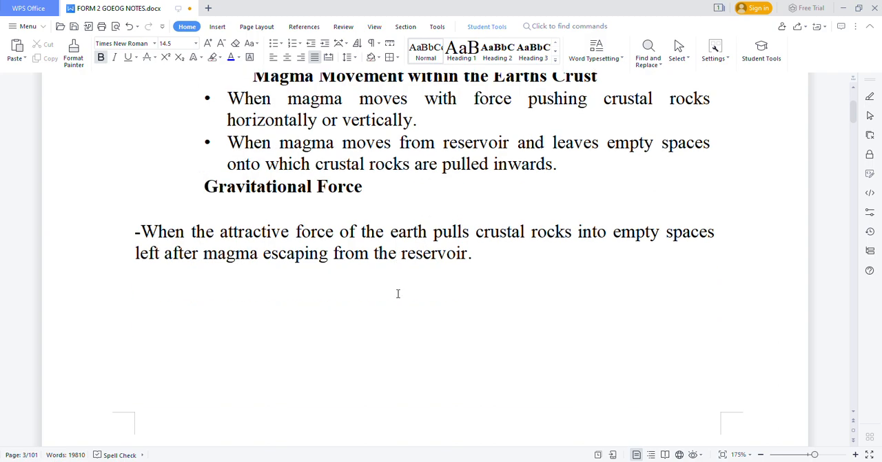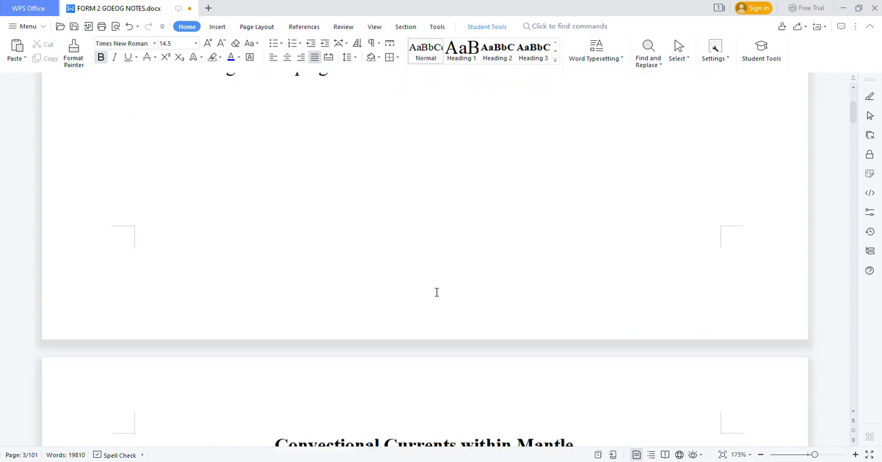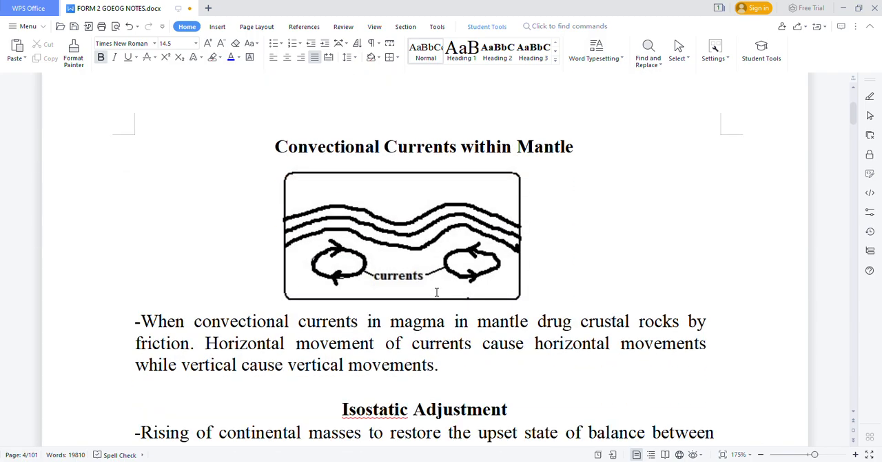Gravitational force. When the attractive force of the earth pulls crustal rocks into empty spaces left after magma escapes from the surface. Then convectional currents within the mantle. Remember, we are talking about the causes of earth movements.